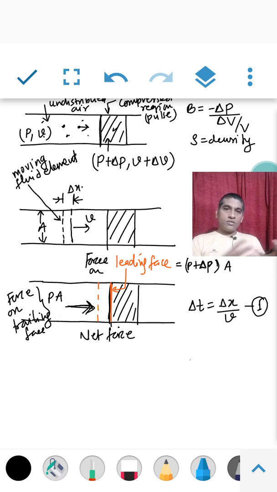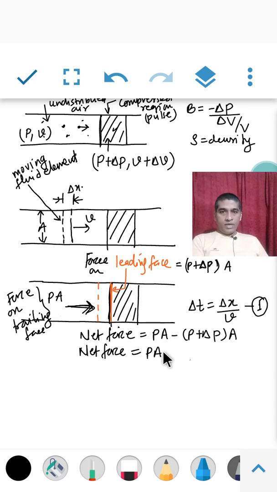Net force, or the average force, during time interval delta t. So I'm writing in short, net force equals pA minus (p plus delta p) times A. We can subtract force on the leading phase minus force on the trailing phase, or force on the trailing phase minus force on the leading phase.